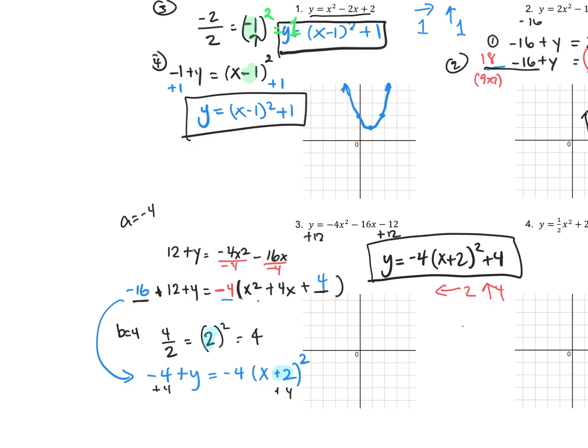So my vertex is at -2, +4. Left 2, 1, 2, 3, 4. A is -4, so we open down because it's negative. Okay. And so we're going to go from that vertex out 1 and then down 1, 2, 3, 4. Out 1, 1, 2, 3, 4. It's a nice skinny graph here, because remember that 4 is making it narrow.